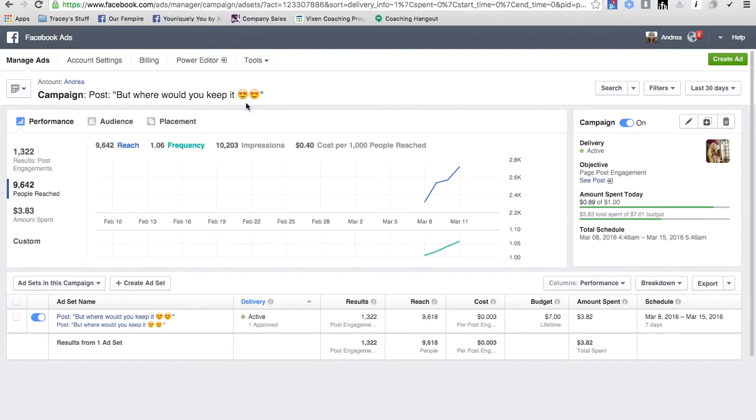It just means that where Facebook is putting my ad to right now, those people have seen it a little bit over one time. And this cost per 1,000 people, the lower your cost, the better your ad is performing.